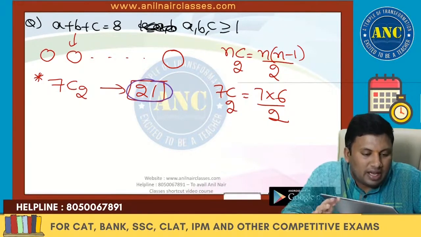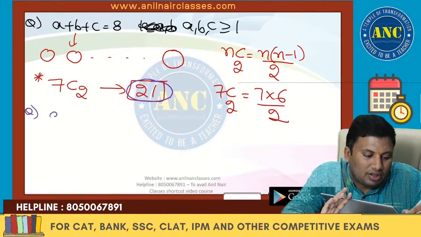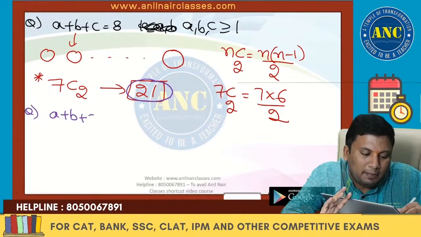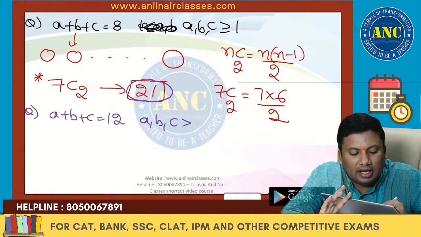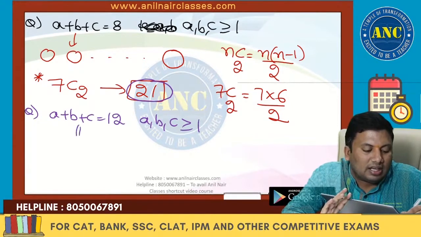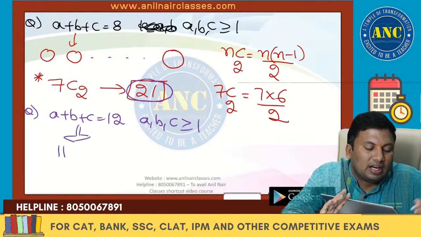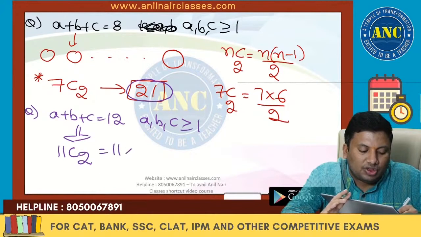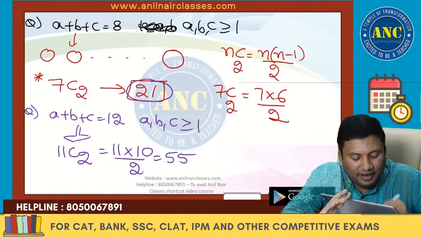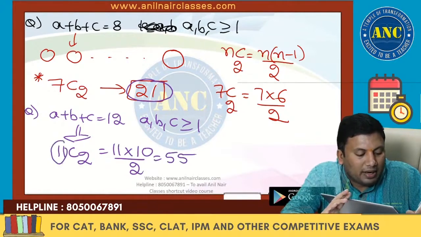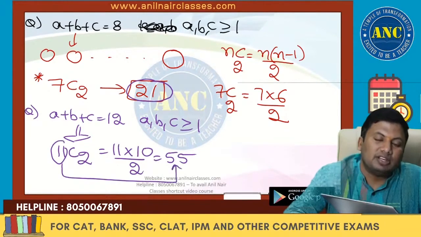Keep an eye on the answer option. A plus B plus C equivalent to 12, with A, B, C greater than or equivalent to 1. 12 balls are there, 11 gaps are there. If there are 3 variables, 2 cuts. 11C2 is nothing but 11 into 10 by 2, which is 55. 11 is a prime number, so the answer is divisible by 11.